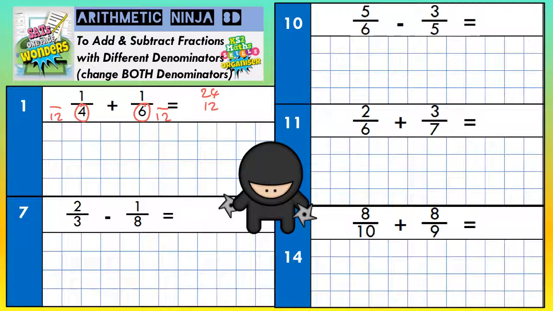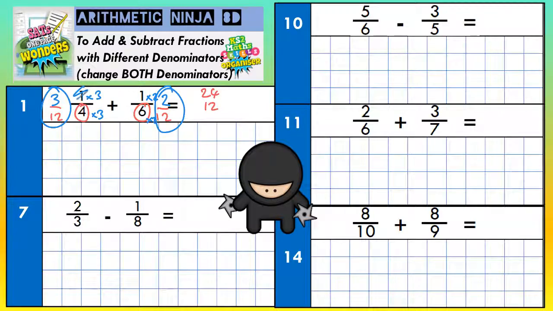To get from 4 to 12, you're doing times 3. So you would do 1 times 3. And 1 times 3 is 3. So that's 3 12s. And to get from 6 to 12, you're timesing by 2. So you need to do the same on the top, so that's 1 times 2, which is 2 12s. So we're basically dealing with 1/4 has now become 3 12s, and 1/6 has now become 2 12s.